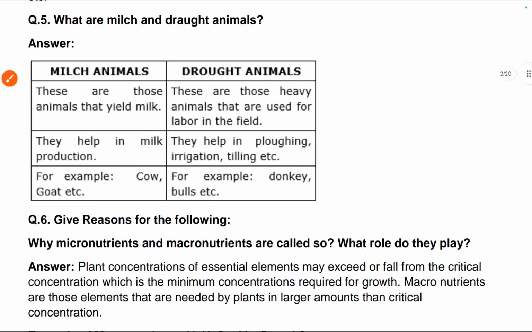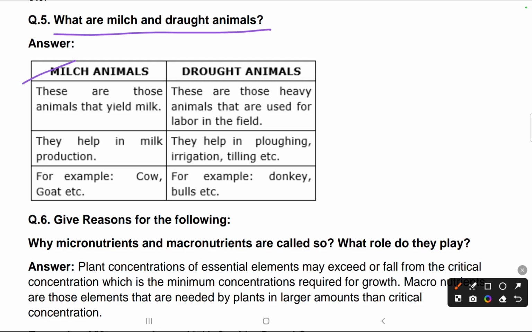Next question, fifth. What are milch and draught animals? Milch animals. These are those animals that yield milk. They help in milk production. For example, cow, goat or buffalo also you can write. Next we have draught animals. These are those heavy animals that are used for labor in the field. They help in plowing, irrigation, tilling, etc. For example, donkey, bulls.